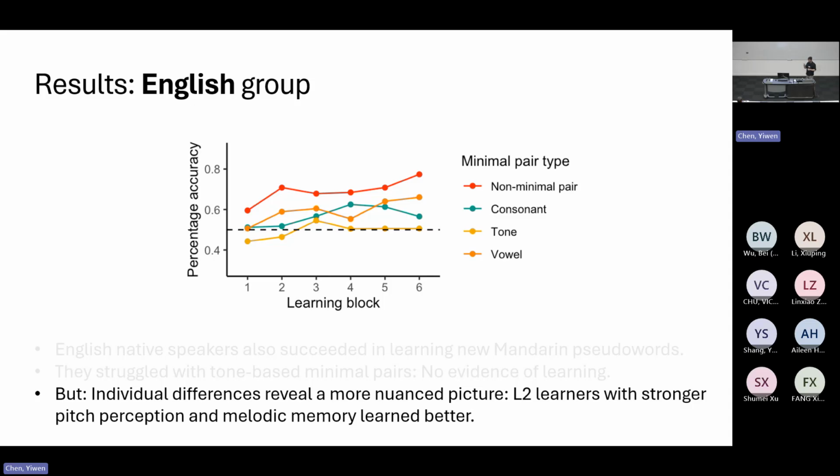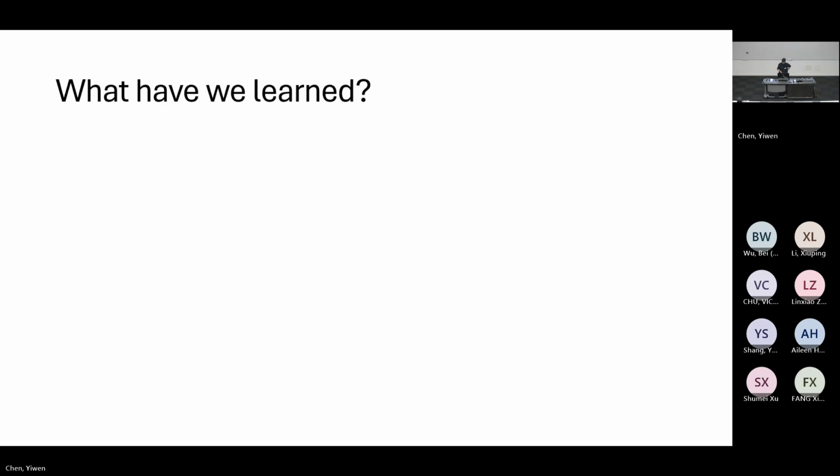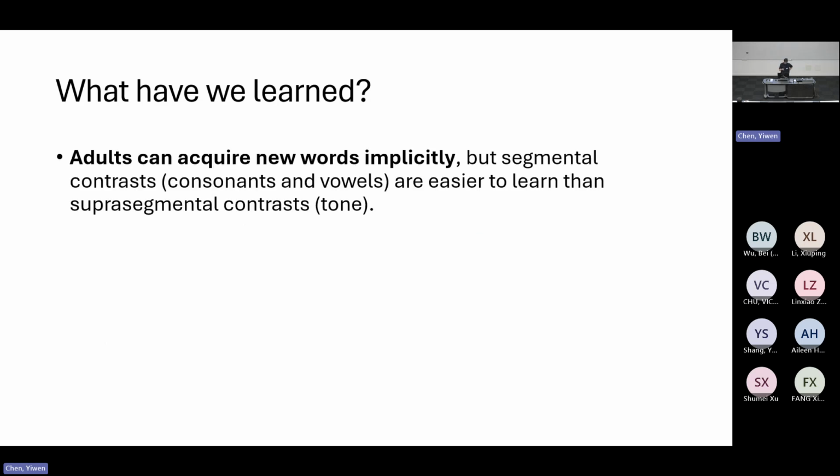It's not that nobody can do it. Some people can do it, and it's people who have good pitch perception, good melody reproduction. So there's individual variation. Okay, and that's something we're very interested in in our group, explaining the individual variation. Why are some of us better at learning languages like Portuguese or Mandarin than others? Okay, so what have we learned from this first experiment?